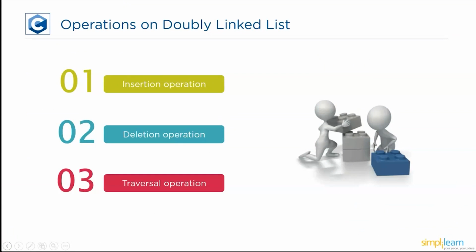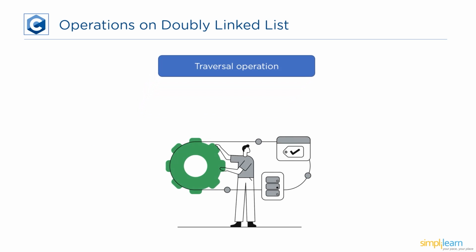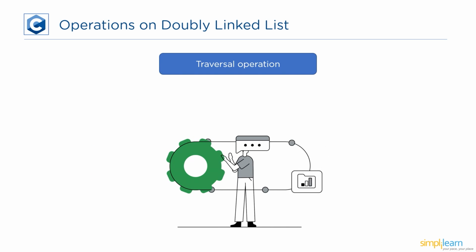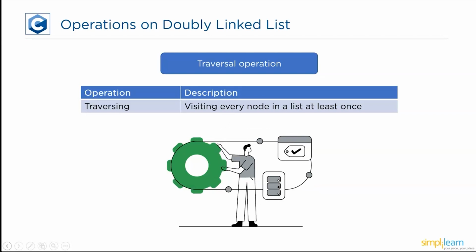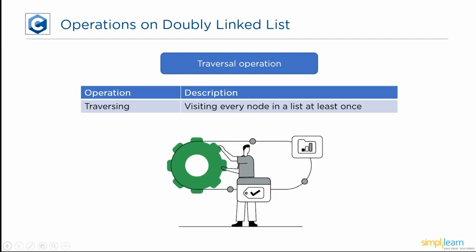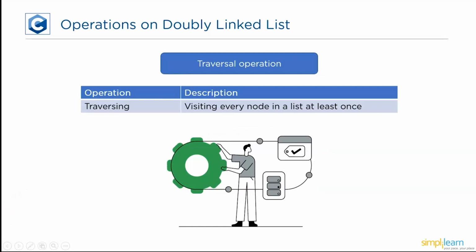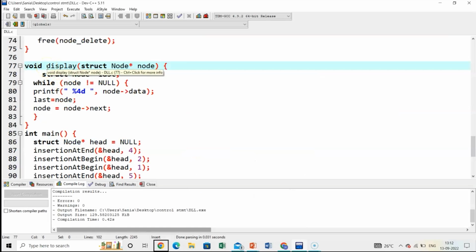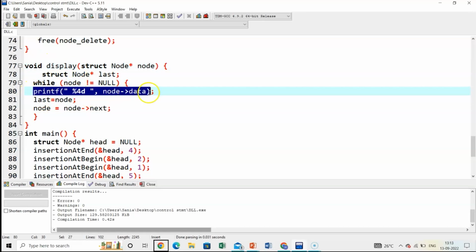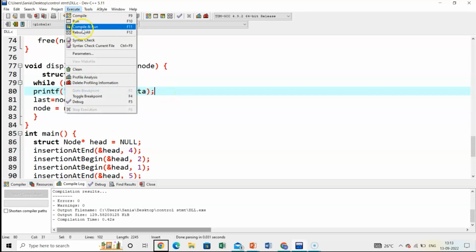Finally, we have the traversal operation. In this operation, we visit each and every node at least once, maybe to display all the data elements or to perform operations on it. So let's understand it practically. So here we are going to perform a traversal operation. That means it actually visits each and every node at least once and displays them. So here, using a display function, we are going to display all the elements that are present in a linked list. So now let's try to execute and run it.